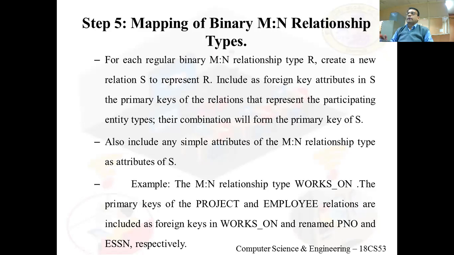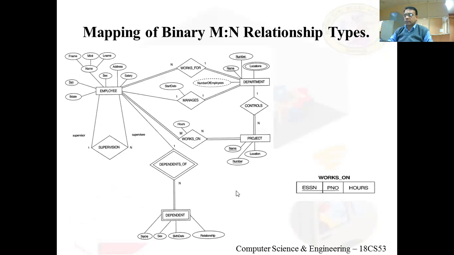Fifth step, mapping binary M:n relationship type. So now we have to identify the M:n relationship type. Create a new relation S to represent R. If there is any M:n relationship type, we have to create a new relation. So identify M:n. We have only one M:n relationship type, that is works on. Create a new relation to represent R. To represent works on, a new relation schema has been created, works on.